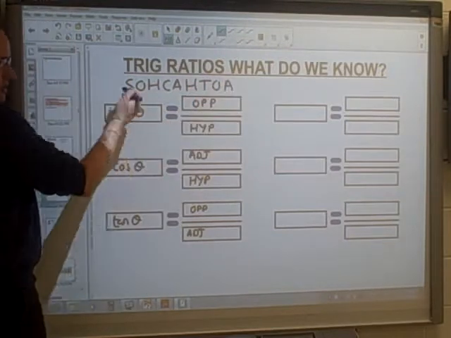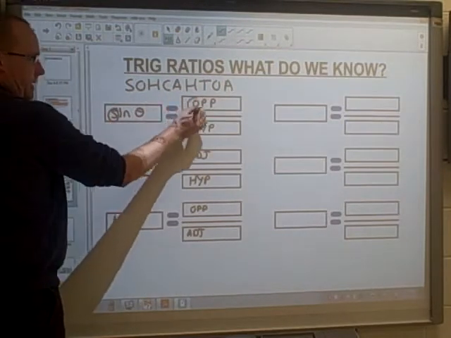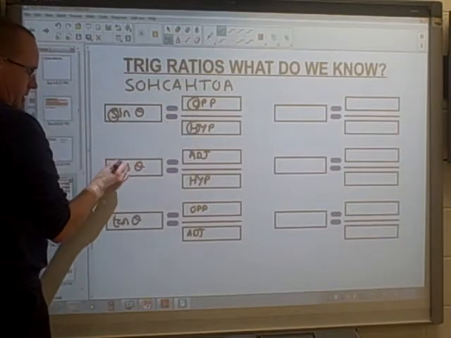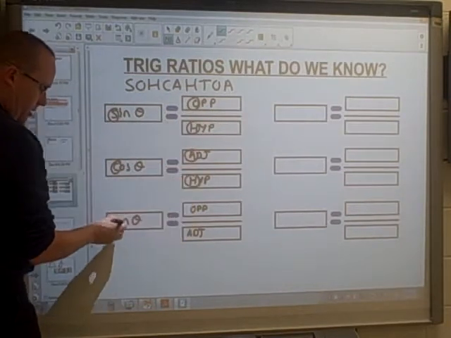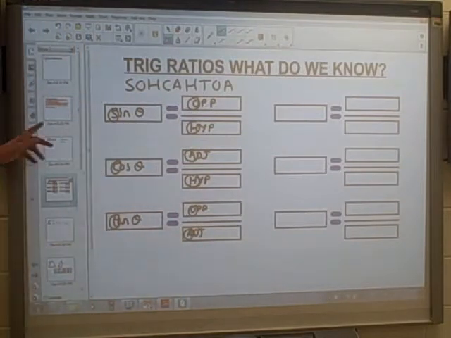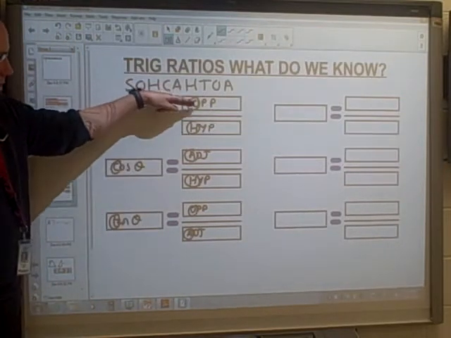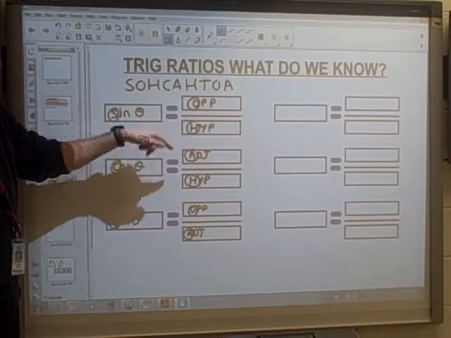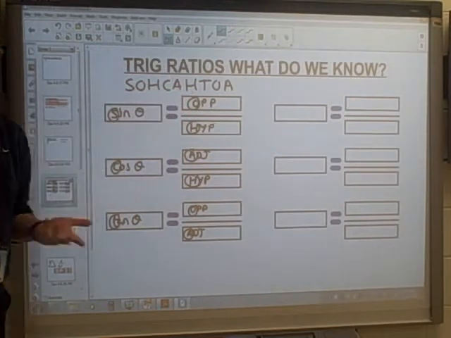And SOHCAHTOA is a nonsense word, but it takes the first letters of this. So SOH, CAH, TOA to help remember those specific ratios. And also it goes in the same order. O over H, O comes before H, A over H, A comes before H, and so on.